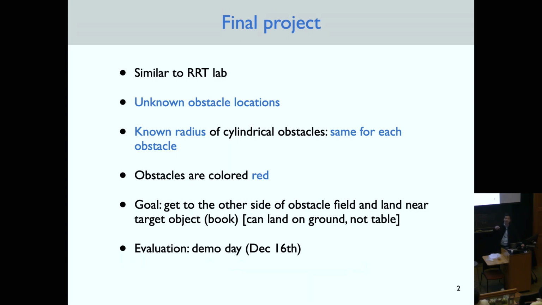And then you basically land, so the book will be placed on either a table, something similar to this, or a pedestal. It makes it a bit easier to see as the drone is flying. If the book is at a similar height to the drone, then it's easier to see. You don't have to land on the table, you can just land on the ground. And there's going to be points for basically how close you get to the book. And I'll say more about that in a bit.